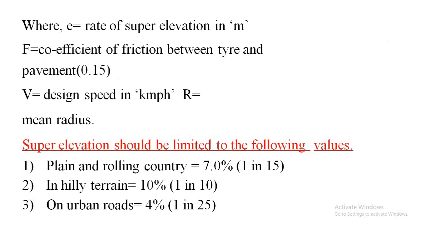Here E is the ratio of super elevation and F is the coefficient of friction between tyres and pavement, that is the 0.15 value. V is design speed in kmph, R is the mean radius. Some values are given by IRC. Super elevation should be limited to the following values. In plain and rolling terrain it is 7%, already discussed in the first topic of second unit, that is 1 in 15. In hilly terrain it is 10%, 1 in 10. On urban roads it is 4%, 1 in 25.